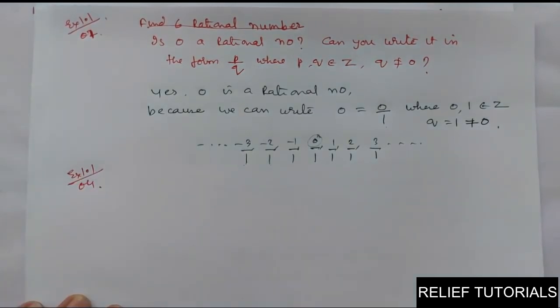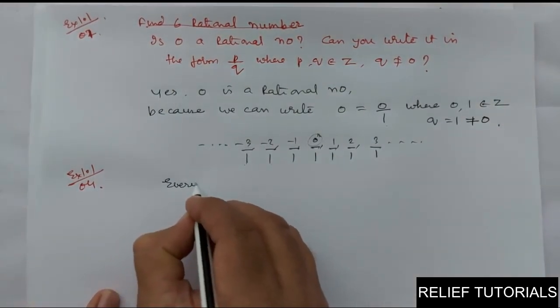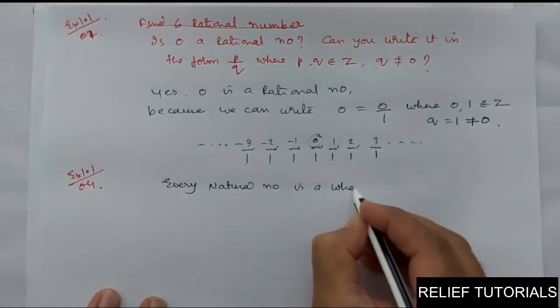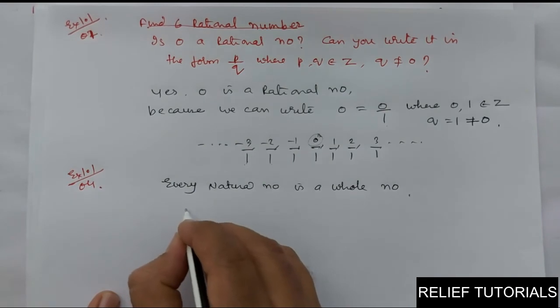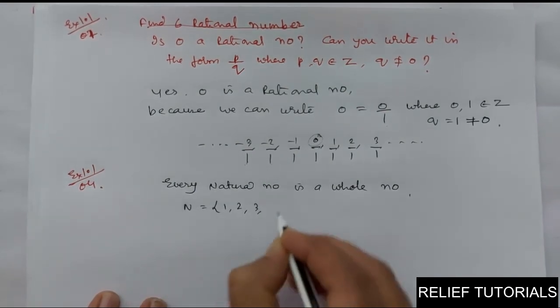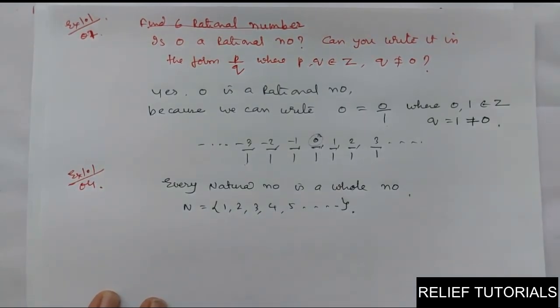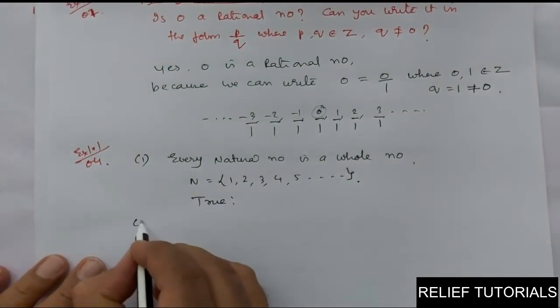Now we'll discuss exercise 1.1, question number 4. See what it says. Every natural number is a whole number. Yes, every natural number is a whole number. Why? Because natural numbers n are 1, 2, 3, 4, 5, these all are natural numbers and they belong to the whole numbers. So every natural number is a whole number. So this statement is true.